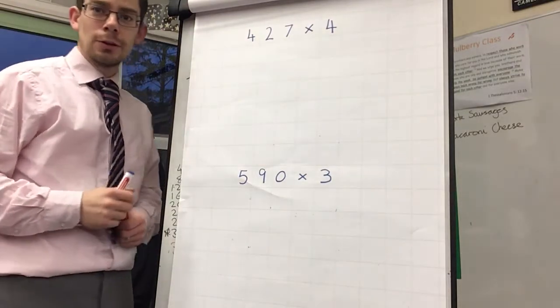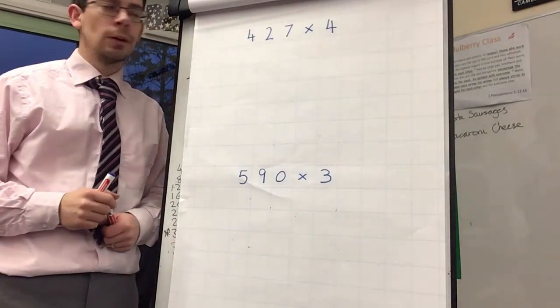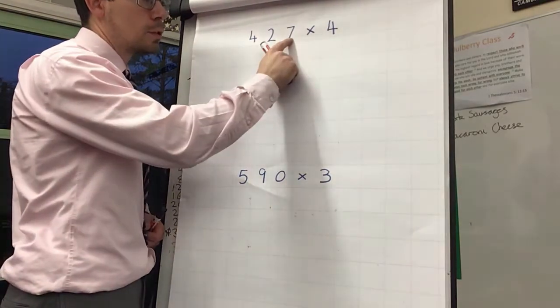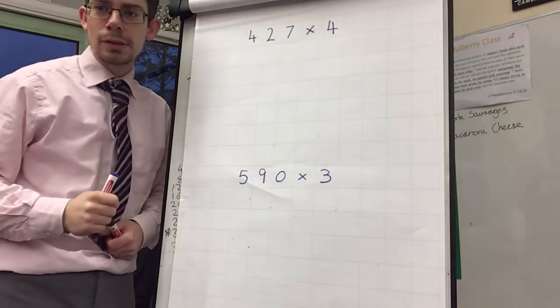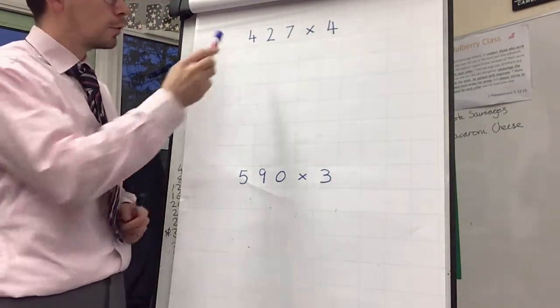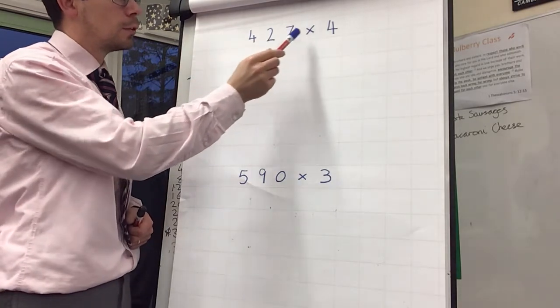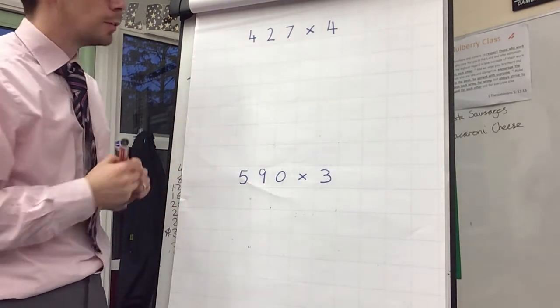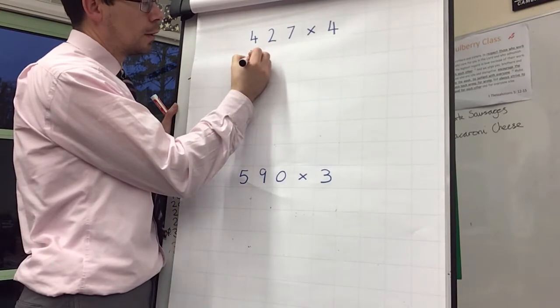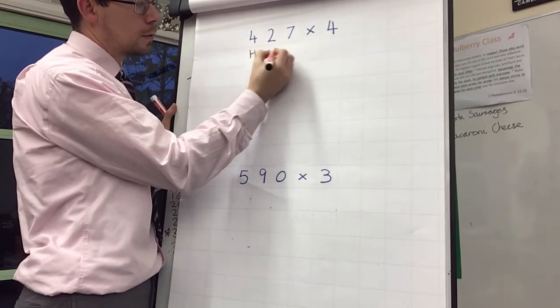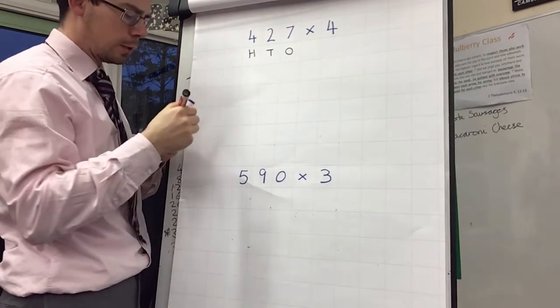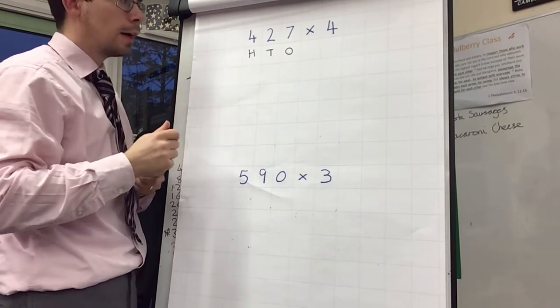Hello, I'm going to show you how to do short multiplication to times 3-digit numbers by 1-digit numbers this morning. So I've got a question, 427 times 4. First thing I'm going to do is put in my hundreds, tens, ones column so that I can line it all up as I write the question out.